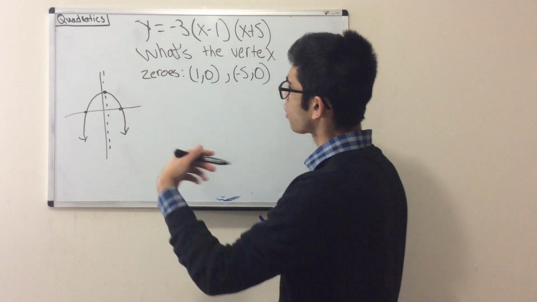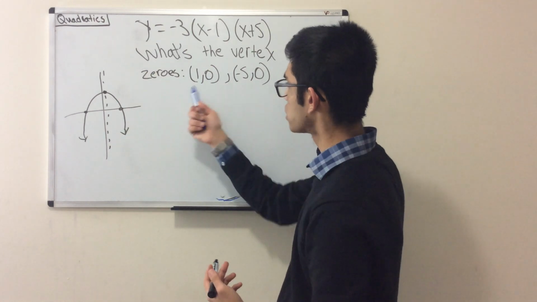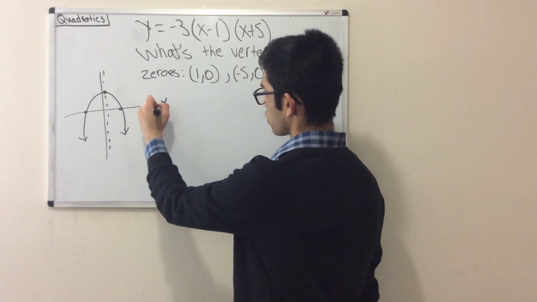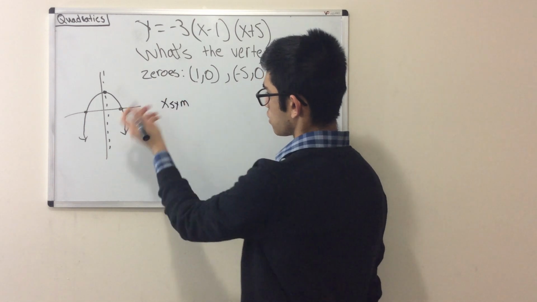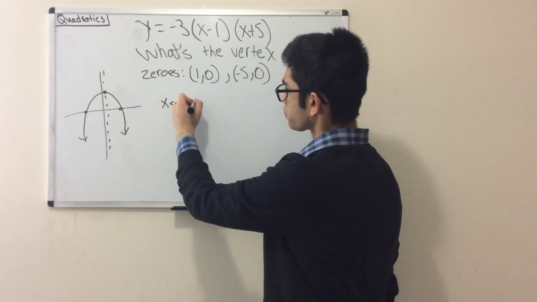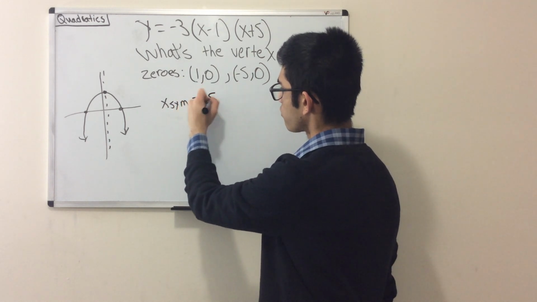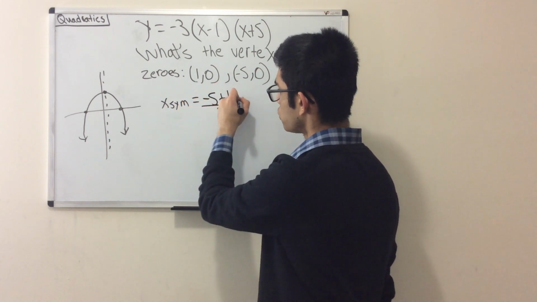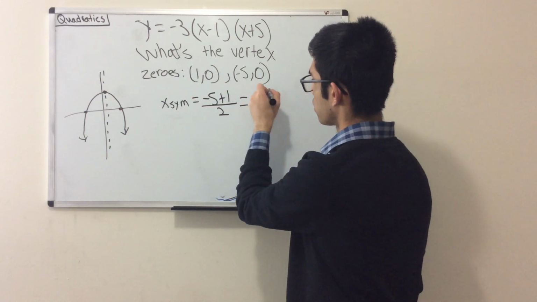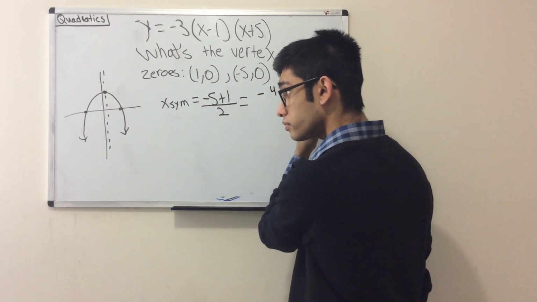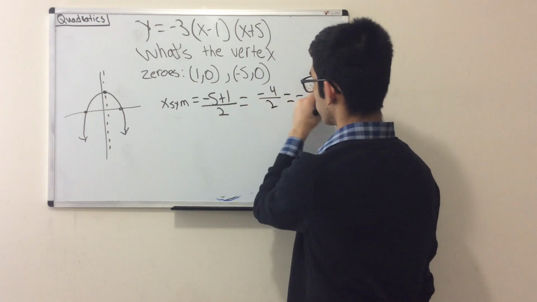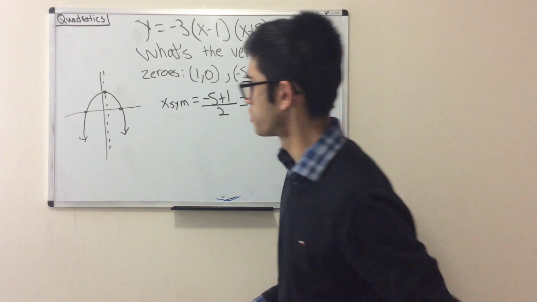To find the middle, all I do is take the average. So I add the two zeros and divide by 2. You might see it written like this: the x-sim, or the axis of symmetry, is equal to (-5 plus 1) divided by 2. That's all there is to it. So that's -4 over 2, which equals -2.